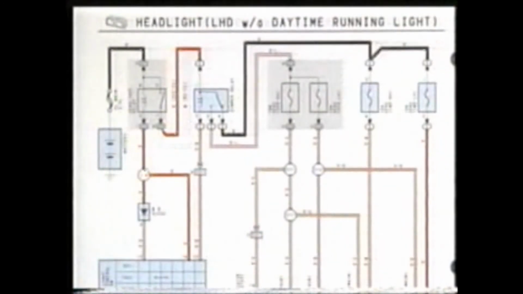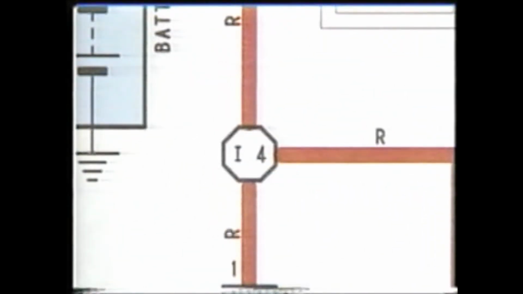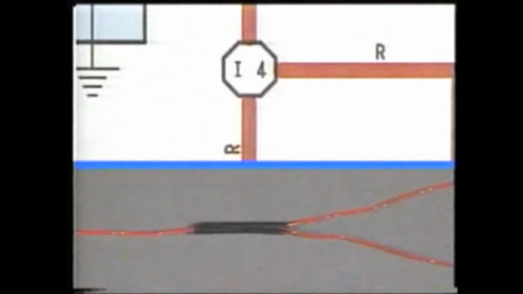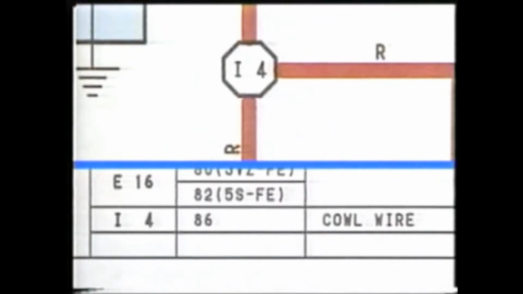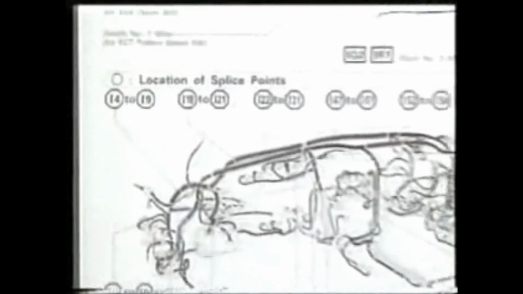Let's return now to the headlight circuitry. Remember that this octagon indicates a splice point. It actually looks like this. The first letter is I. That means it's a splice point in a wire harness running behind the instrument panel. By looking at the reference page, we can get more detailed information on the location.